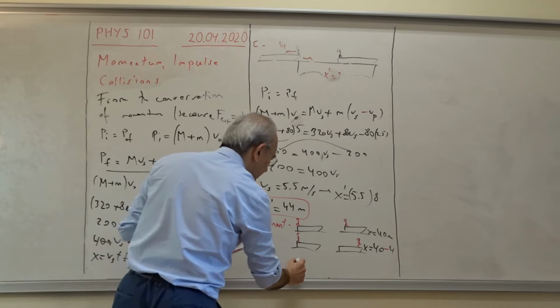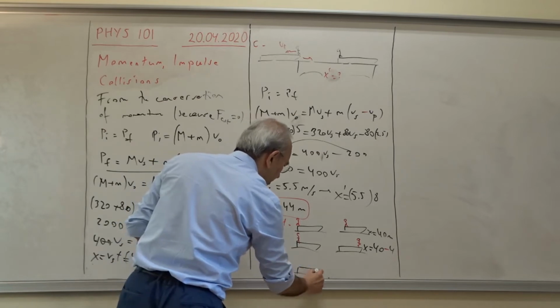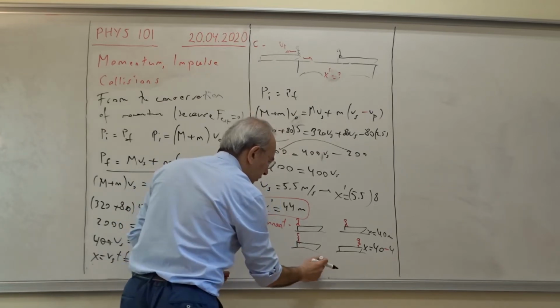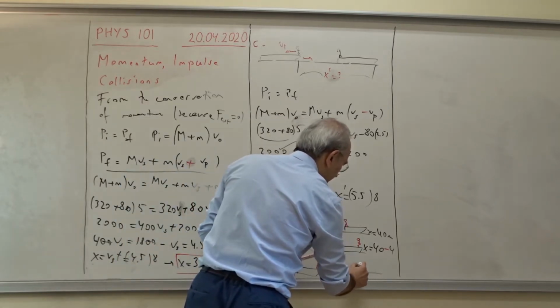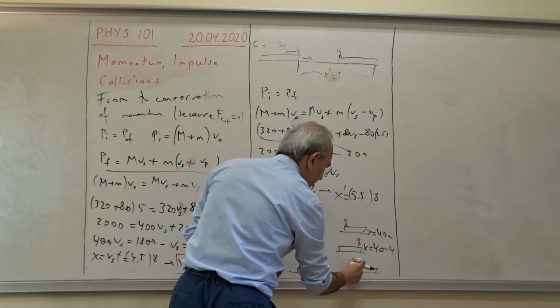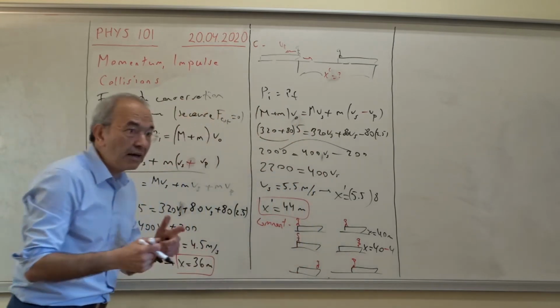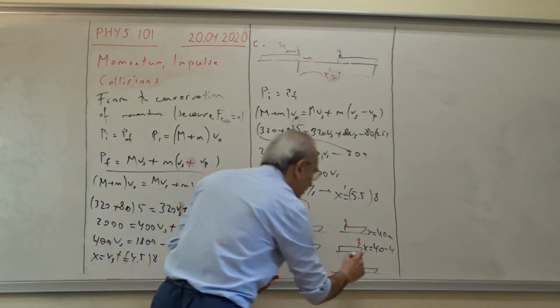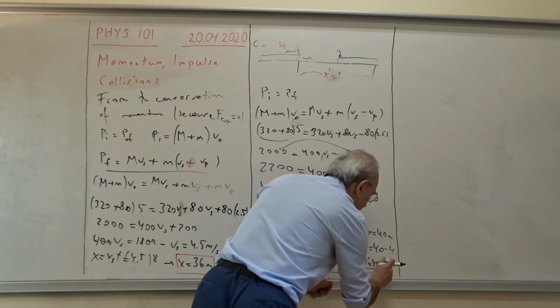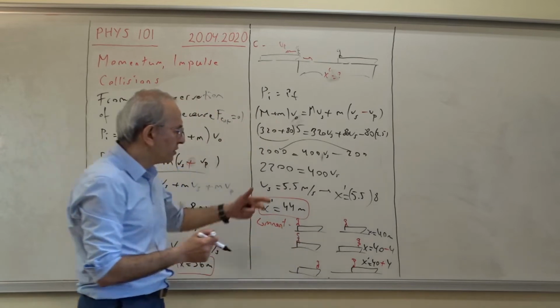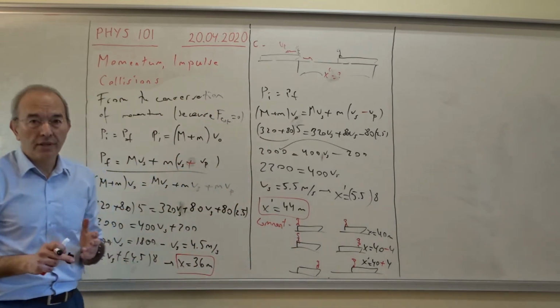And in the final case, at the beginning, the person is in front of it. Then, finally, somewhere here, the person arrives at the back of the sled. However, distance is now greater than expected. So x prime would be 40 plus 4. So this is the main comparison between the three possibilities.